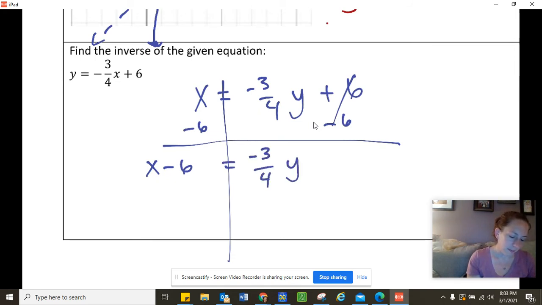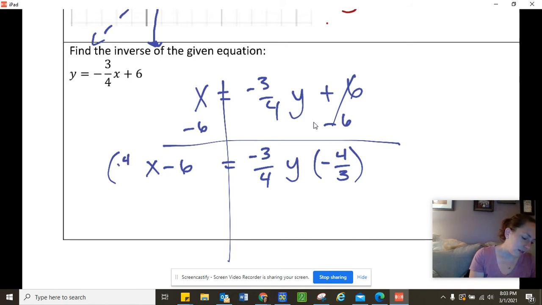-3/4 y. Now, I need to divide by the number attached to y. But if you remember, dividing by a fraction means that you multiply by the reciprocal. So that's multiplying by -4/3. If you have a calculator handy and it's scientific at least, you could divide by -3/4. But you don't always have access to a scientific calculator, like your phone calculator doesn't do all that. So it's good to know things about fractions.